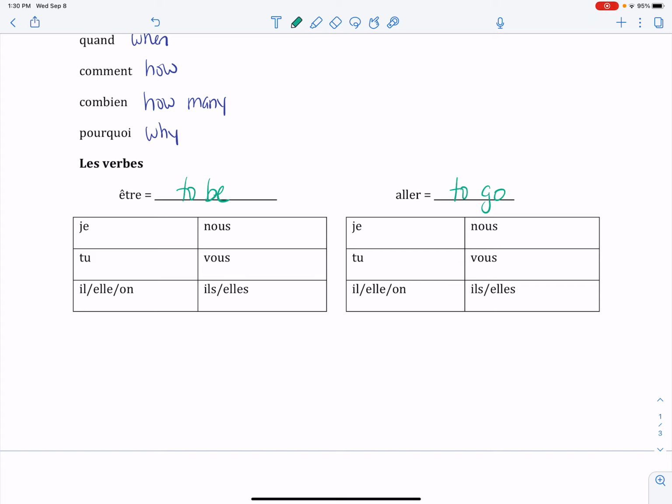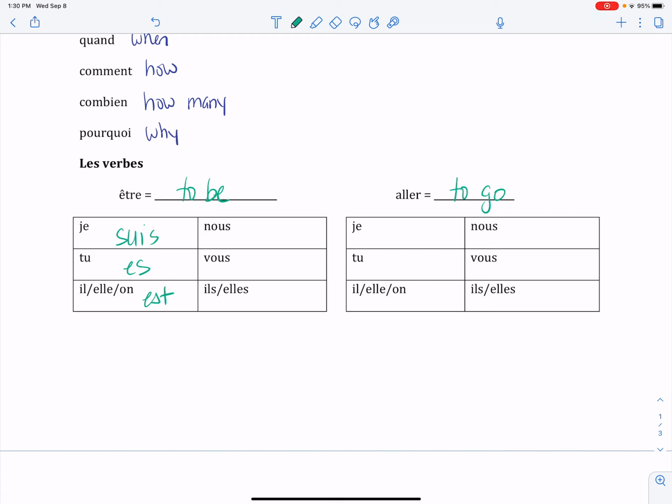So for our conjugations, for être, for to be, we have je suis, S-U-I-S, to mean I am, tu es, E-S, to mean you are, il est, elle est, E-S-T, he is or she is. On is a little harder to translate, and you're probably familiar with that from last year, but the on can mean one, as in one must do this, or it can mean people in general, people do this, or in some contexts it can mean we as well.